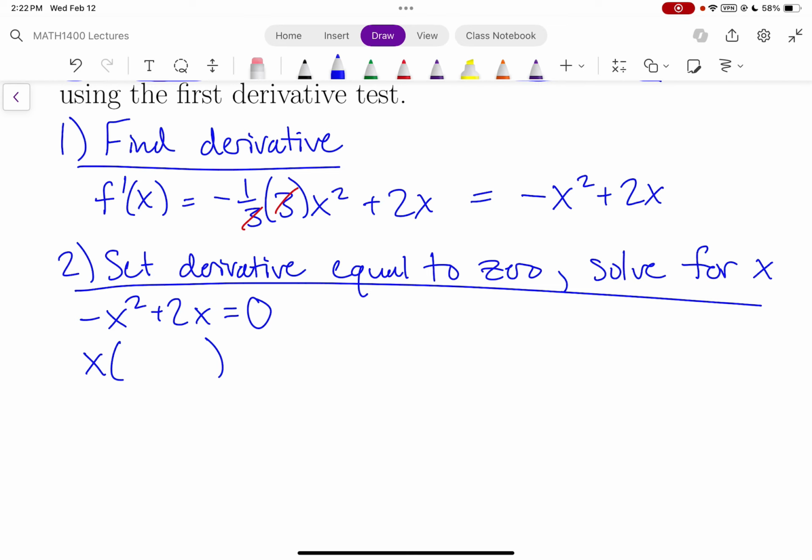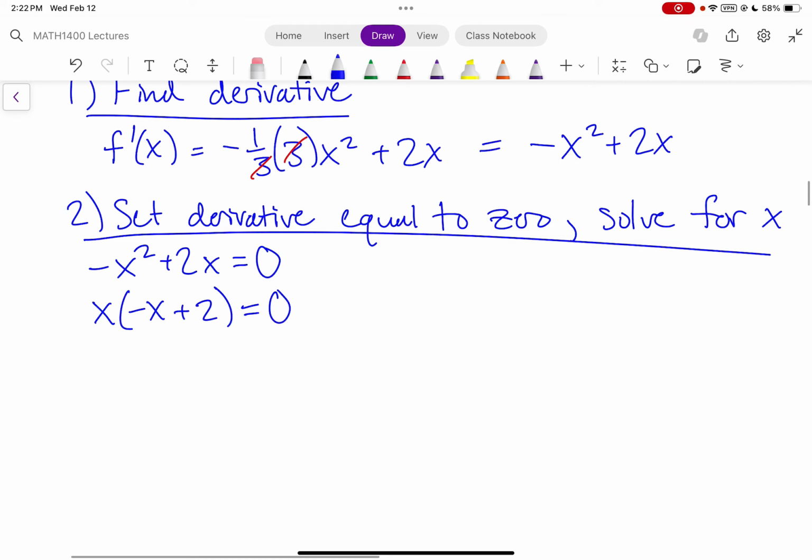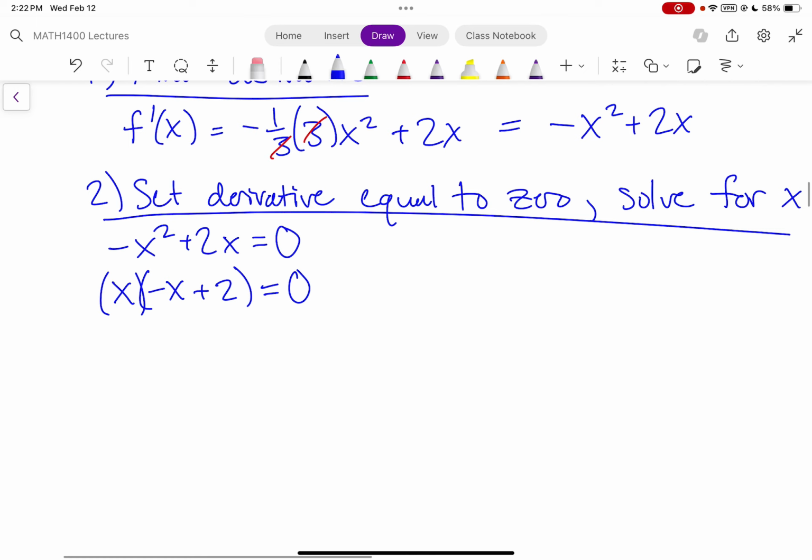So I'll factor it out. The first term becomes a negative x, and this second term becomes a plus 2. That's how I'm going to factor that out. You can check that this is how you factor it by just distributing, foiling this out.